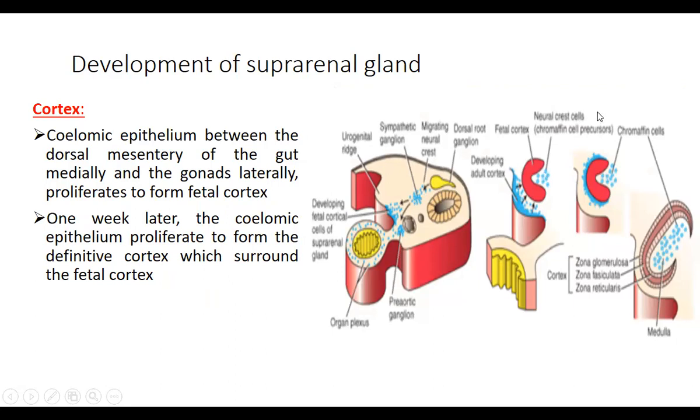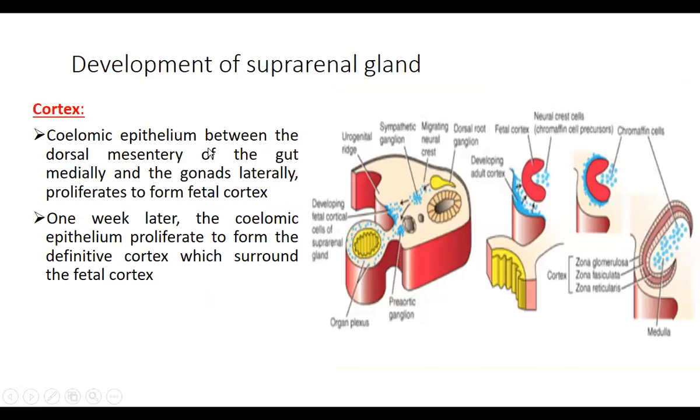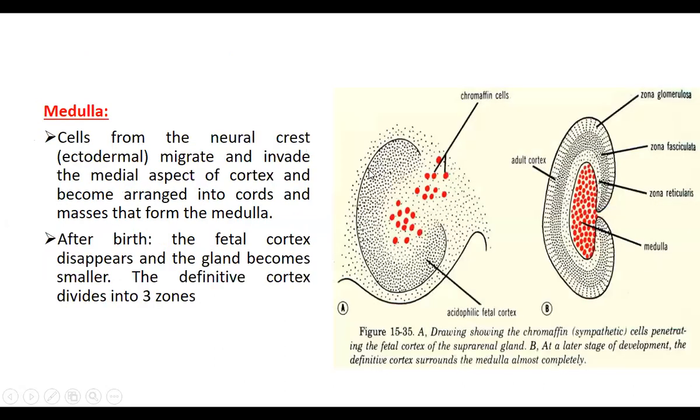Now they are slowly migrating from the ectoderm, from where they are derived, and they start migrating toward the fetal cortex, and now they go deep inside the fetal cortex, and then these are called the chromaffin cells, and they form the medulla. If you see here, these are the chromaffin cells coming here, and they are slowly adopting the area where the fetal cortex is. Okay, so this is the fetal cortex, and now the chromaffin cells are migrating.